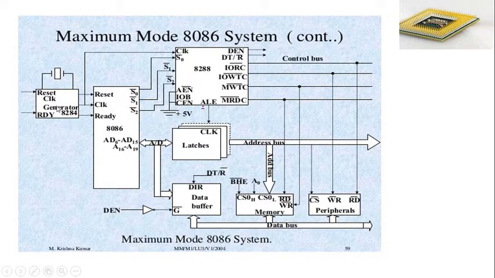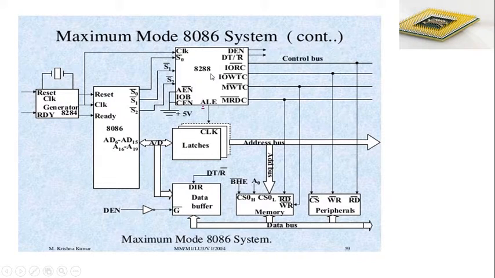This clock generator circuit provides input to this 8086 CPU. The inputs are reset, clock and ready signal, and it also provides the clock signal to this 8288 bus controller circuit. This bus controller circuit takes inputs from the 8086, the status output information available through the pins S0, S1 and S2, and it also needs certain other inputs like AEN, IOB and CEN.